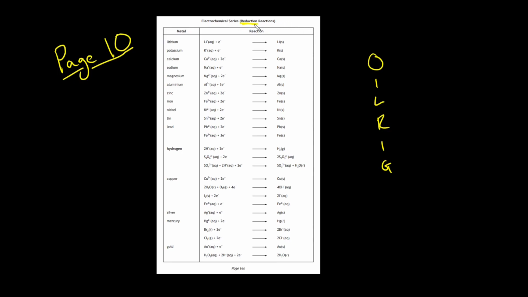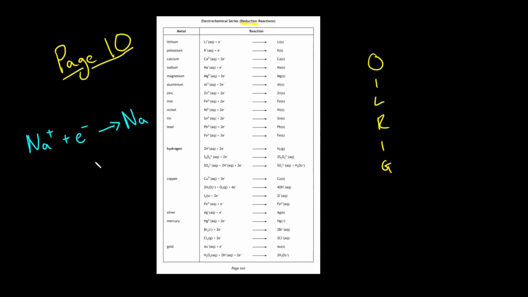If I'm ever asked to write down a reduction reaction in my National 5 chemistry test or exam, I should go to this page and just copy down exactly what is said. So if you were asked, for instance, to write down the reduction reaction for sodium, I would go to this page, page 10 of the data booklet, go down to sodium and write down Na+ plus an electron. It's a reduction reaction, so it's going to be gaining electrons, turns into Na, the atom. And it's as simple as that if I need to write down a reduction.